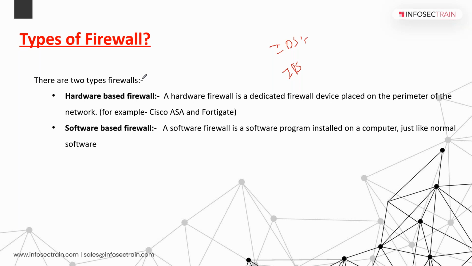Now how do IDS and IPS work? They work on signatures. Let's suppose our system does not understand the language we talk and write. They only understand binary language.